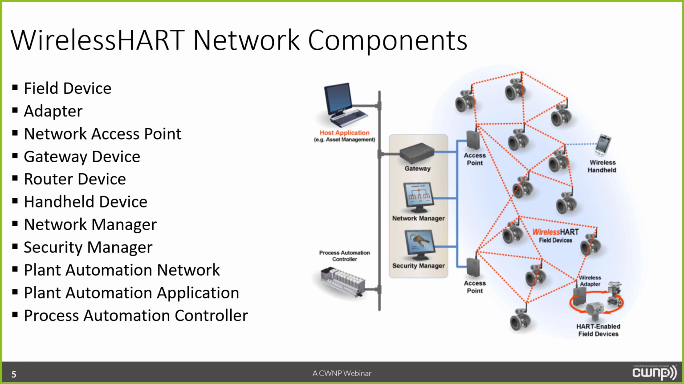Then you have the network access point, a familiar device name for those that work in the Wi-Fi world. This is a device that connects the gateway to the WirelessHART network though. So basically your gateway may not be wireless at all. The WirelessHART gateway may be a wired only device. And the access point is a separate device that connects to the gateway as well as connecting field devices.